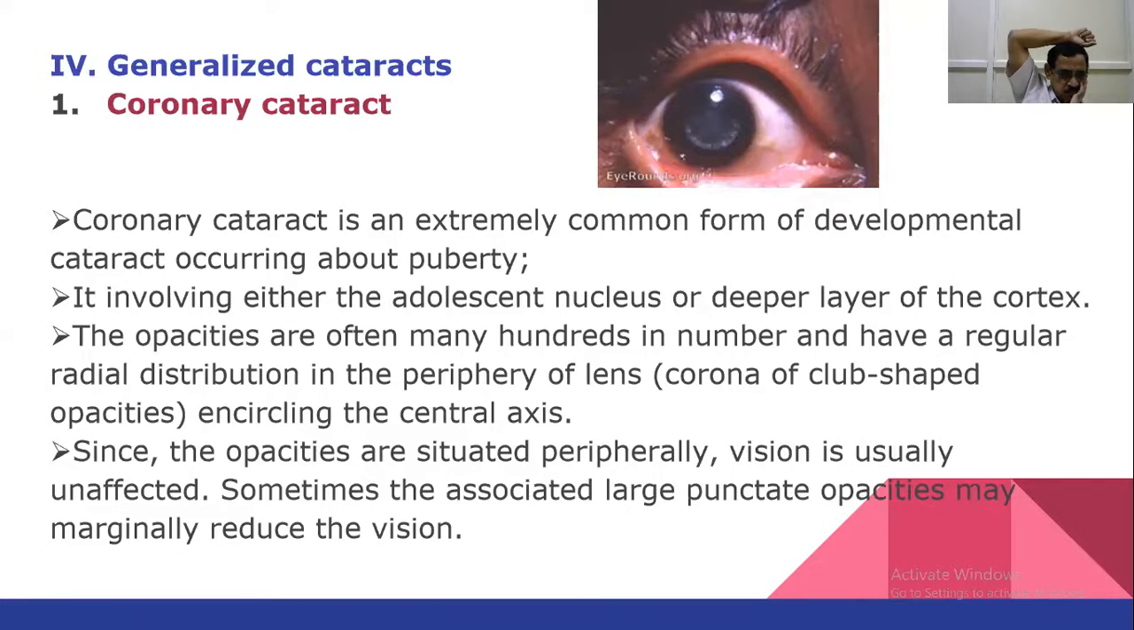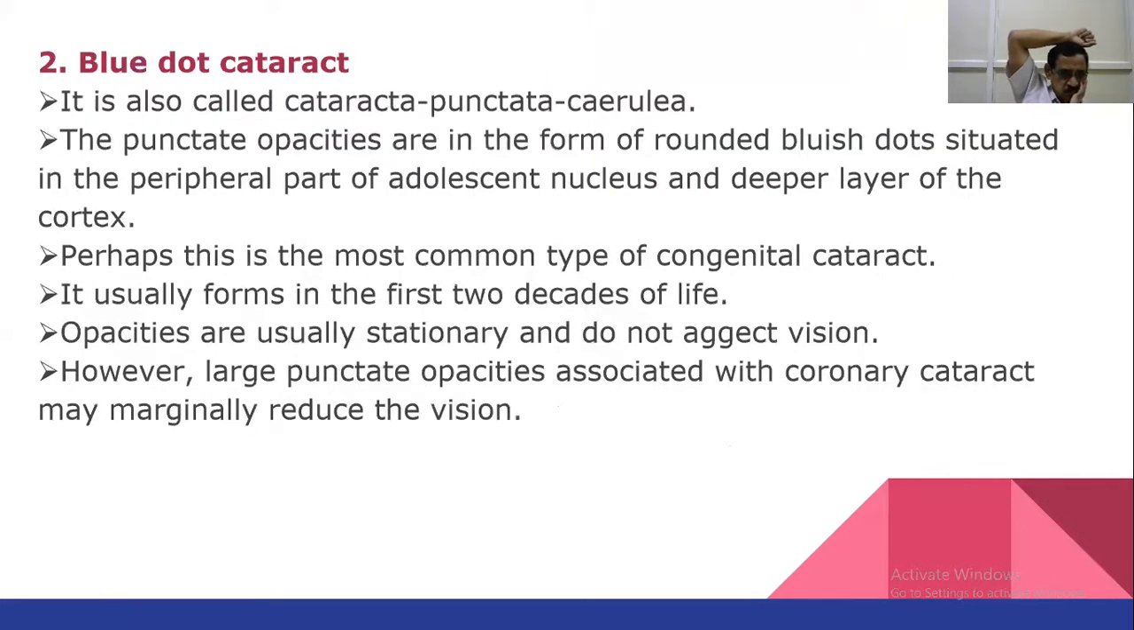Blue dot cataract. It is also called cataracta punctata caerulea. As the name indicates, the opacity may appear as rounded blue dots situated in the peripheral part of the adolescent nucleus and deeper layers of the cortex. This is the most common type of congenital cataract. It usually forms in the first 2 decades of life. Opacities are usually stationary and do not affect the vision. However, large punctate opacities associated with coronary cataract may marginally reduce the vision.